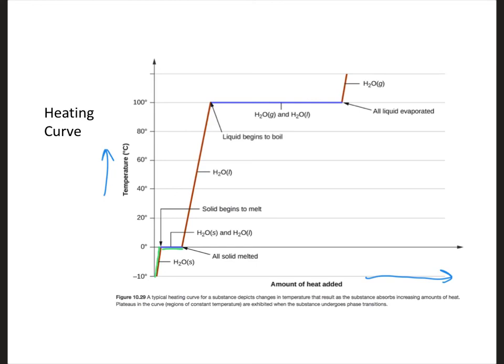At the point that every one of those molecules is now in the liquid phase, adding heat is going to heat up the temperature of the liquid. You're going to go from a very cold liquid to a very hot liquid. And so if we're dealing with water, we have to go all the way from 0 degrees Celsius all the way up to 100 degrees. Now when we get to 100 degrees, now we're at the boiling point.